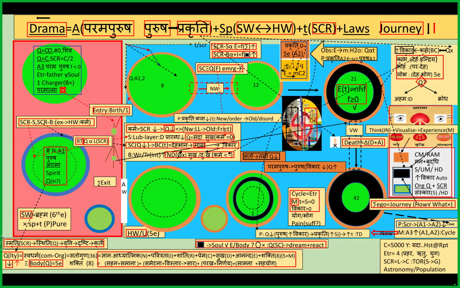Here the frequency is greater than zero, and there it is always less than zero. So it is always charging. Eternal. It is the father of all the souls. It is a single charger, and it is beyond the boundary. It doesn't take birth, and it is beyond the boundary of the human world and universe. So this is two B's. And this is a symbol of the Paramatma. So this is what a Paramatma is.